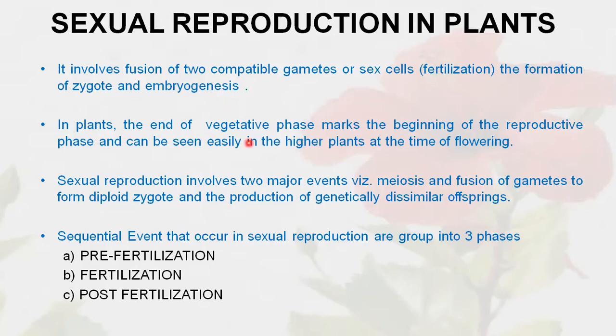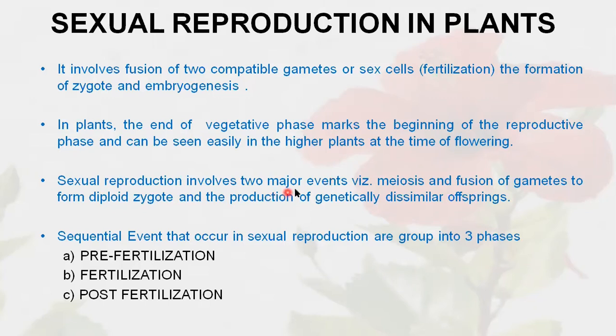In plants, the end of vegetative phase marks the beginning of reproductive phase, and can be seen easily in higher plants at the time of flowering. Means after formation of root, stem, leaves, there will be the reproductive phase, means formation of flower, fruits and seeds in higher plants.